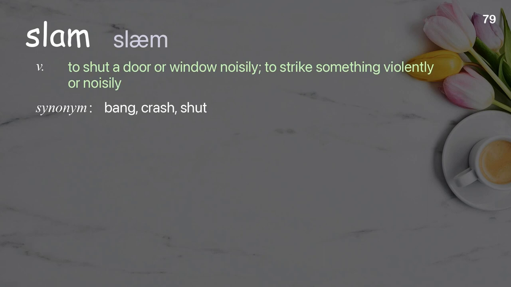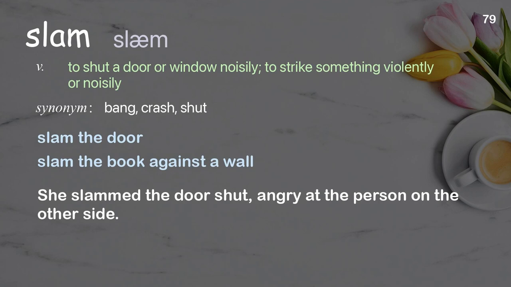Slam. To shut a door or window noisily, to strike something violently or noisily. Examples: slam the door. Slam the book against a wall. She slammed the door shut, angry at the person on the other side.